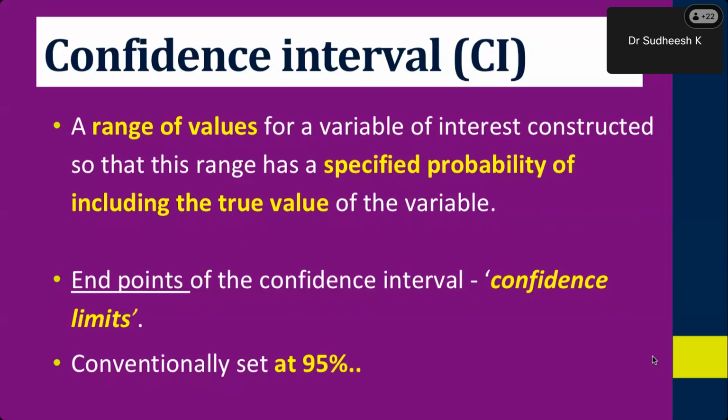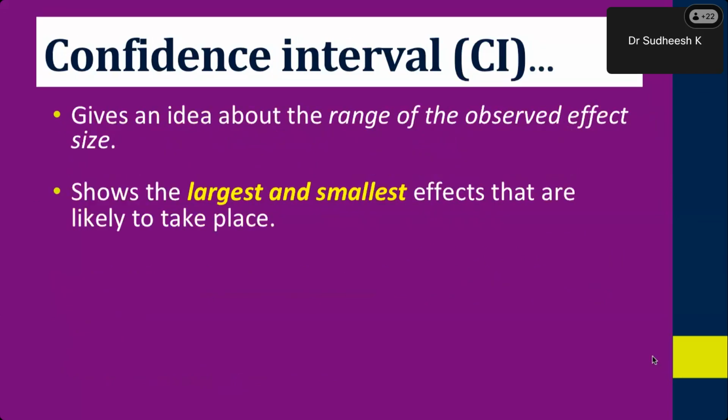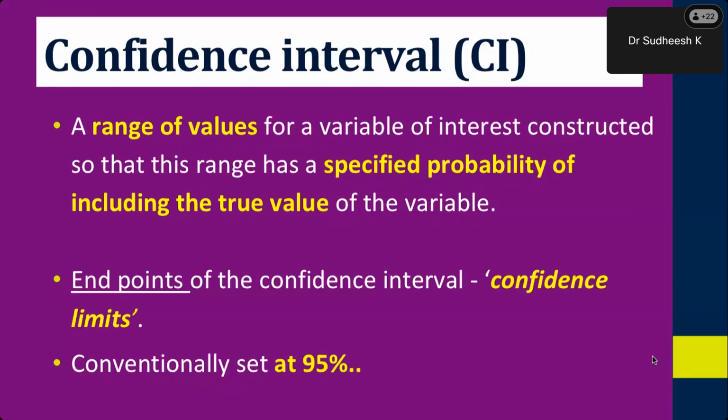That means, for example, the endpoints of the confidence interval are the confidence limits, conventionally set at, and usually set at, 95%. So, to put it simply, you are representing the 95% confidence interval of a data set.